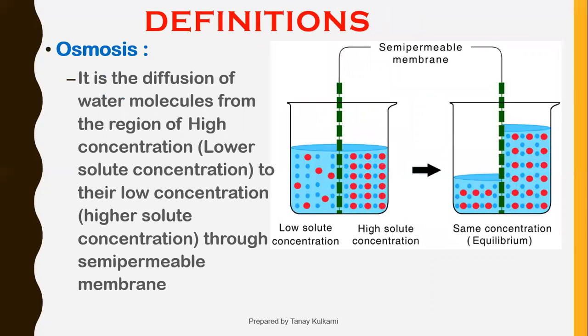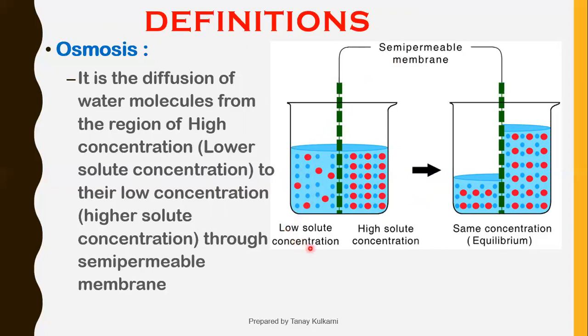The third important phenomenon or process is osmosis. It is defined as the diffusion of water molecules from a region of high concentration to low concentration through a semi-permeable membrane. Let's understand this process with the help of the picture in front of you. In this picture, there is a beaker divided into a left side and a right side with the help of a semi-permeable membrane. We can use cellophane paper, parchment paper, whisking bag, goat bladder or egg membrane, which can serve as the semi-permeable membrane.